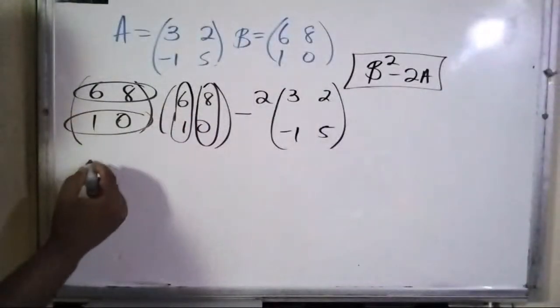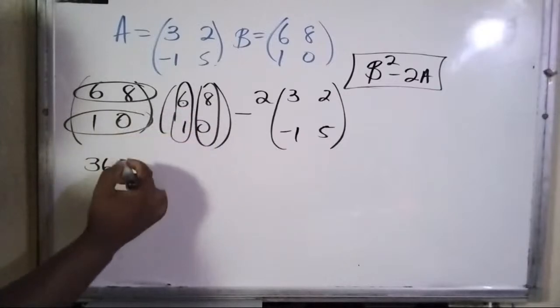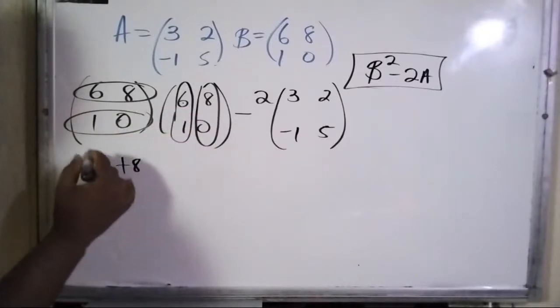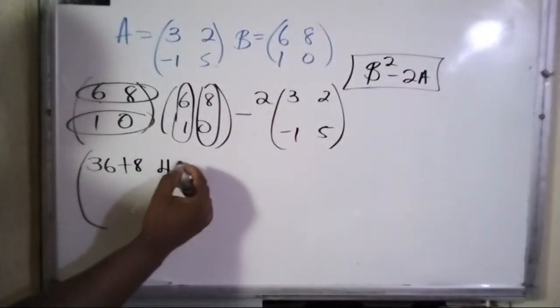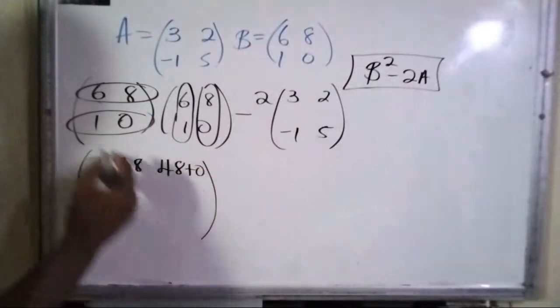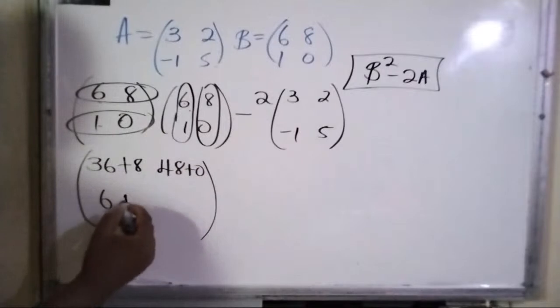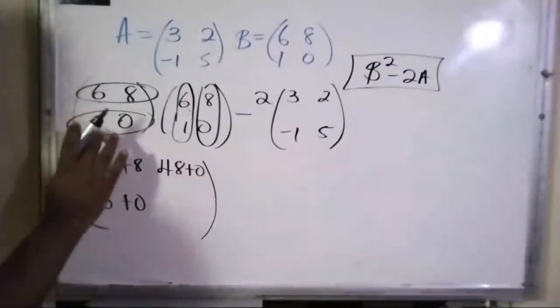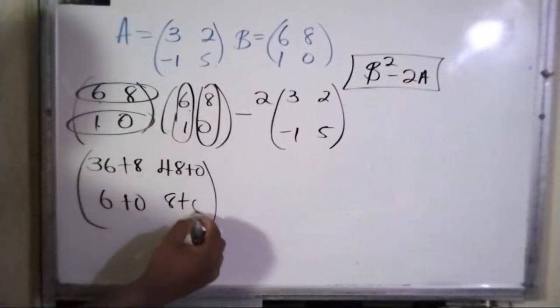So 6 times 6, 36. So we multiply this, and then 8 times 1, 8. Next, 6 times 8, 48. 8 times 0, 0. 1 times 6, 6. 0 times 1, 0. We'll do the same. 1 times 8, 8. And 0 times 0, 0.